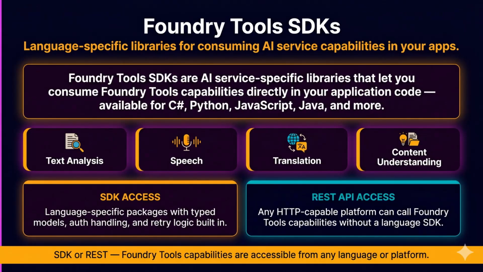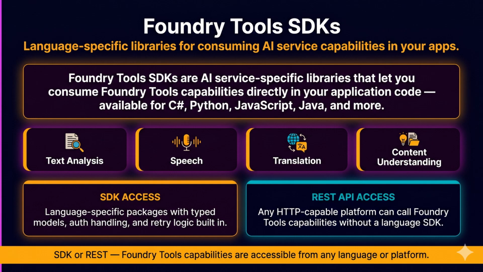The third SDK layer is Foundry Tools SDKs. Foundry Tools, as you may recall from earlier in the series, is the suite of AI service capabilities: text analysis, speech recognition and synthesis, translation, content understanding, hosted in your Foundry resource and available to your projects. Foundry Tools SDKs are the language-specific libraries that let you consume those capabilities in your application code. They are available for multiple languages and frameworks: C Sharp, Python, JavaScript, Java, and others, and they give you a richer development experience than calling raw HTTP endpoints.